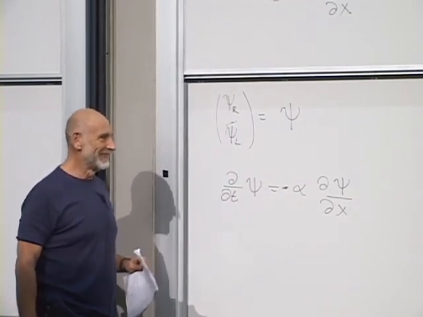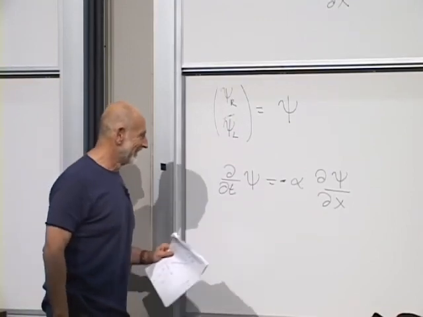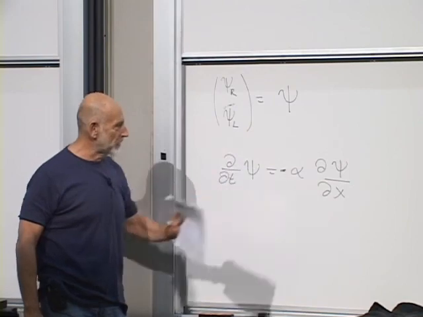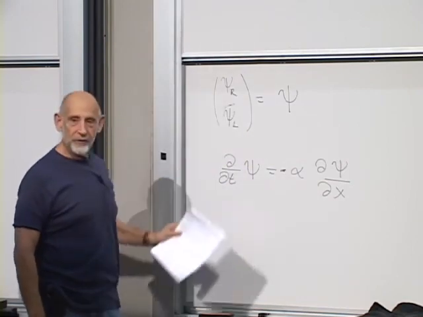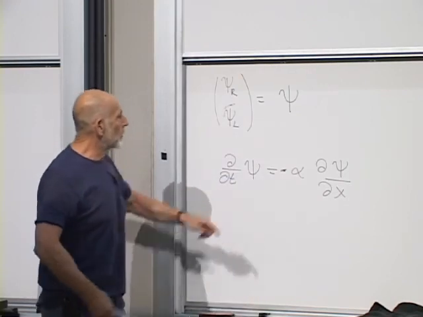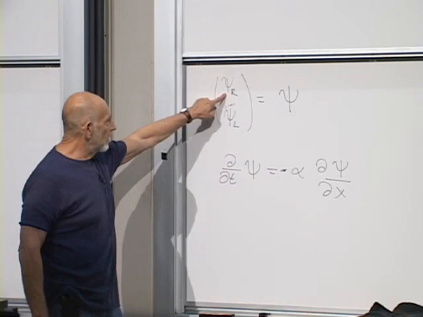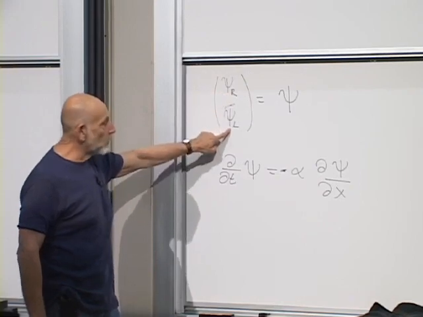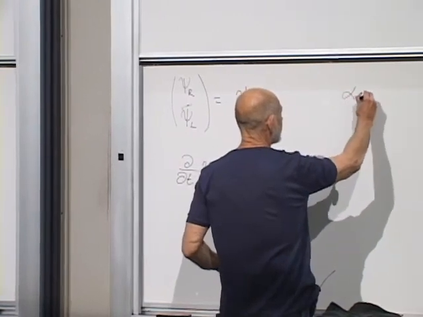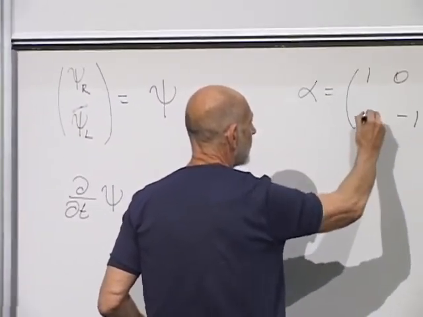d psi by dt is alpha d psi by dx. What is alpha? Alpha is a matrix. Alpha is a matrix whose value is 1 for right and -1 for left. Okay, so what matrix is it? Alpha is the matrix 1, -1, 0, 0.